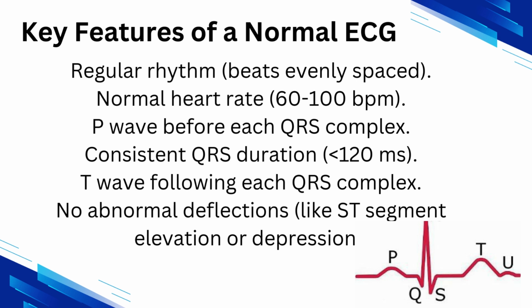Key features of a normal ECG. Regular rhythm, beats evenly spaced. Normal heart rate, 60 to 100 BPM. P wave before each QRS complex. Consistent QRS duration, less than 120 milliseconds. T wave following each QRS complex. No abnormal deflections like ST segment elevation or depression.